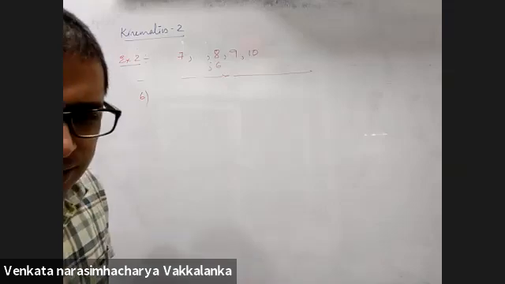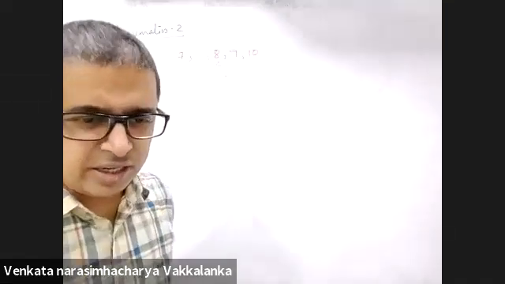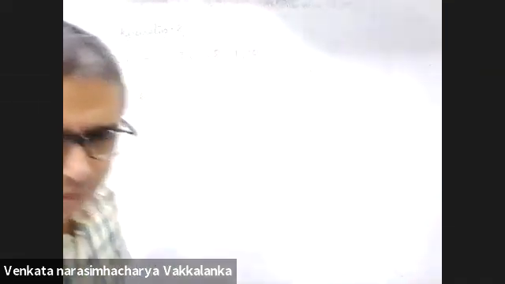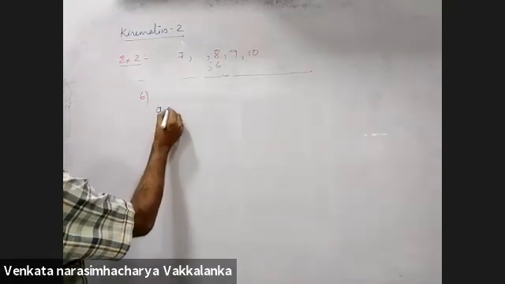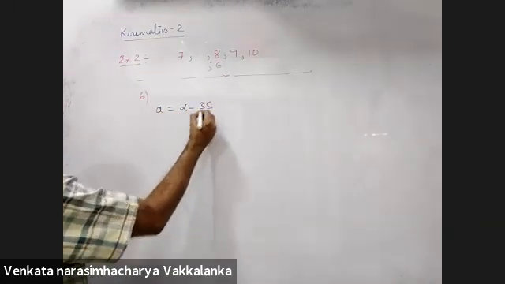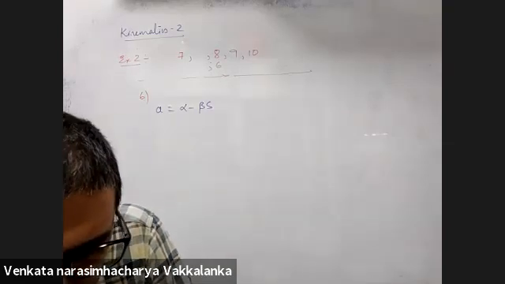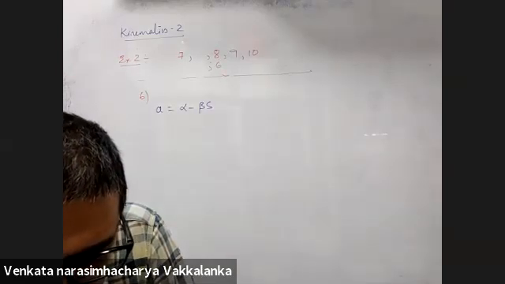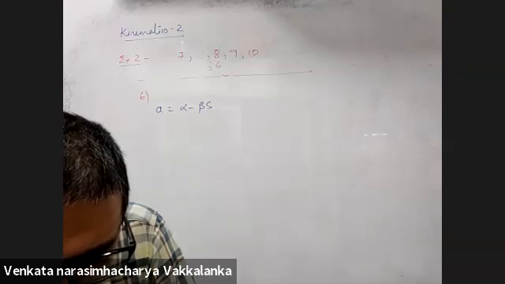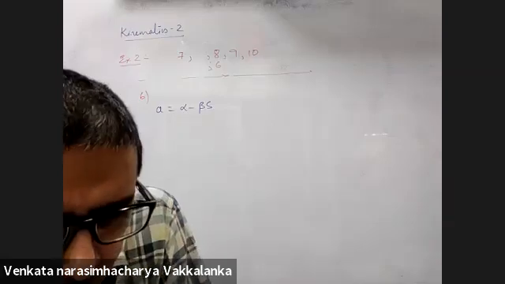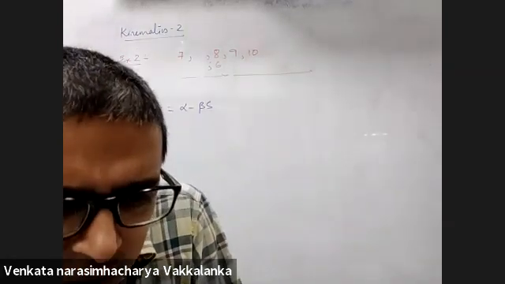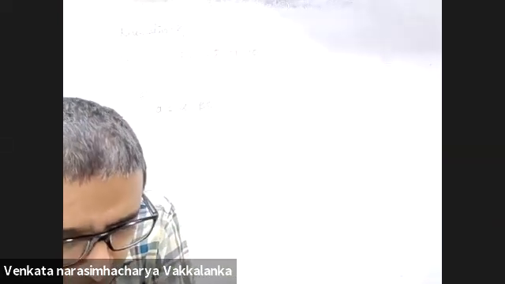Six. A particle starts rectilinearly from station A with acceleration varying according to a equal to alpha minus beta s, and comes to halt at station B. Alpha and beta are positive constants. s is the distance from the station A.